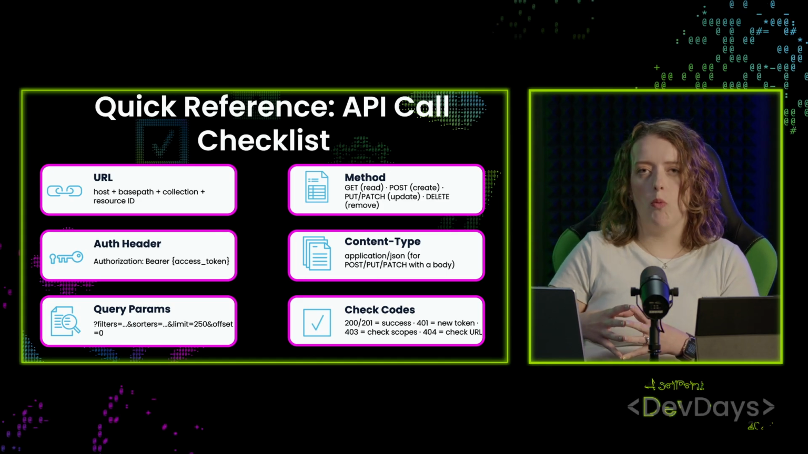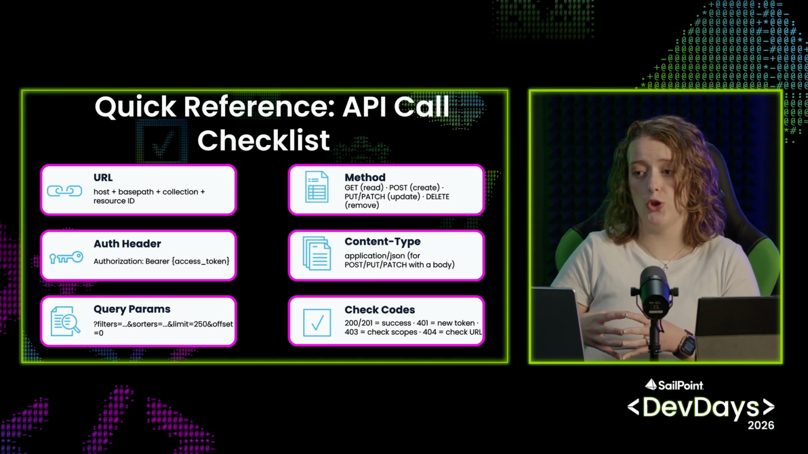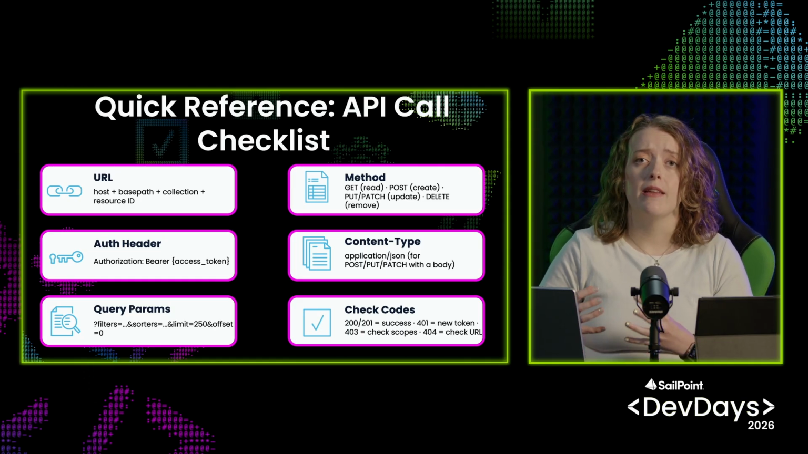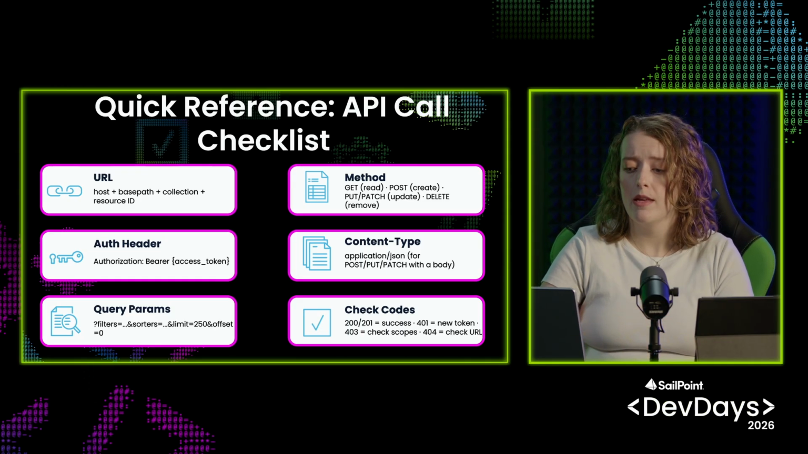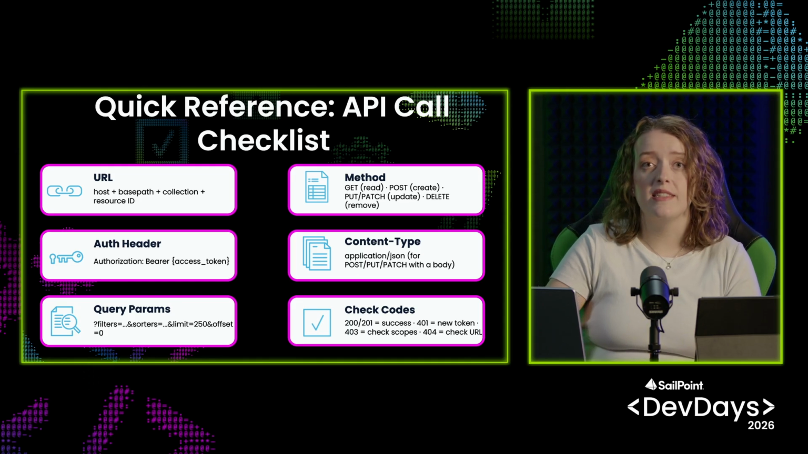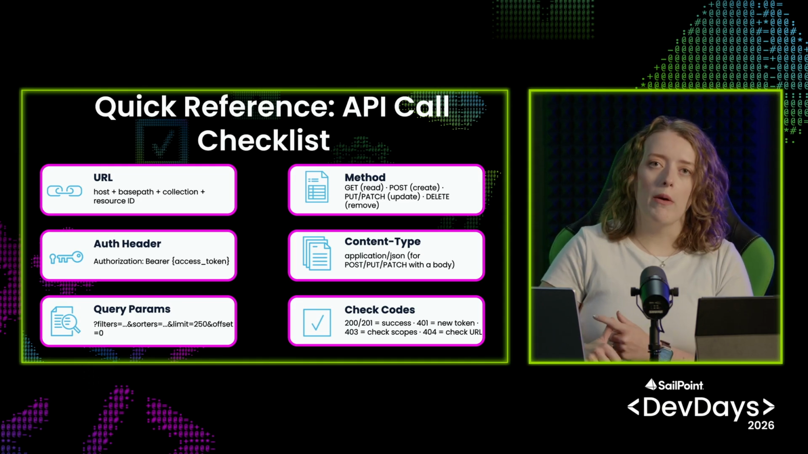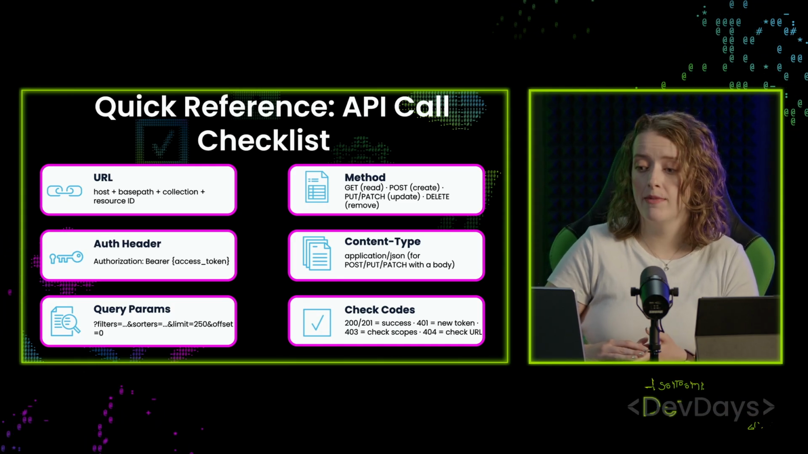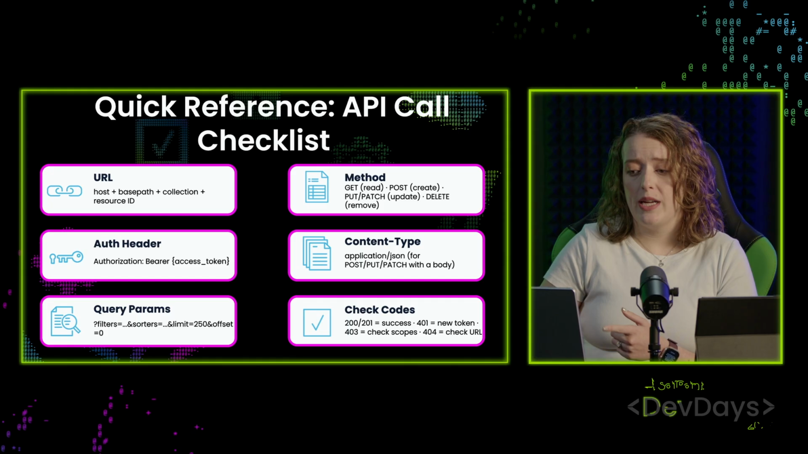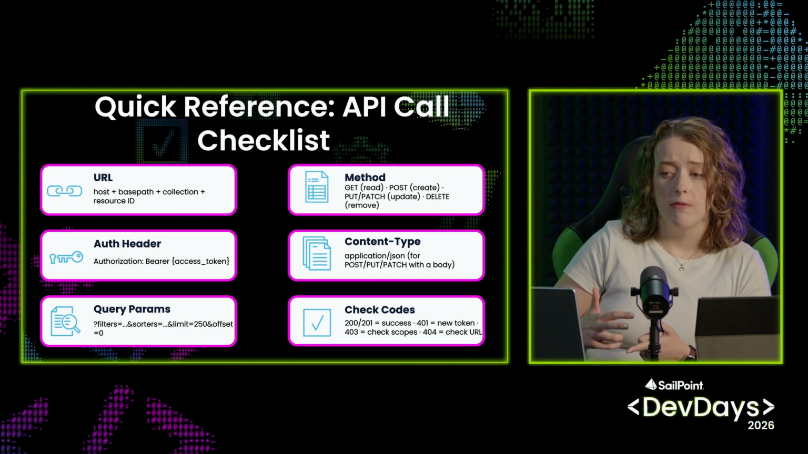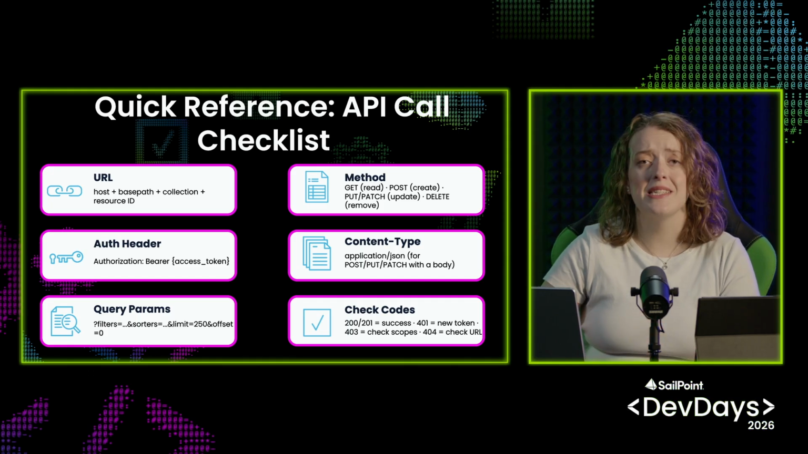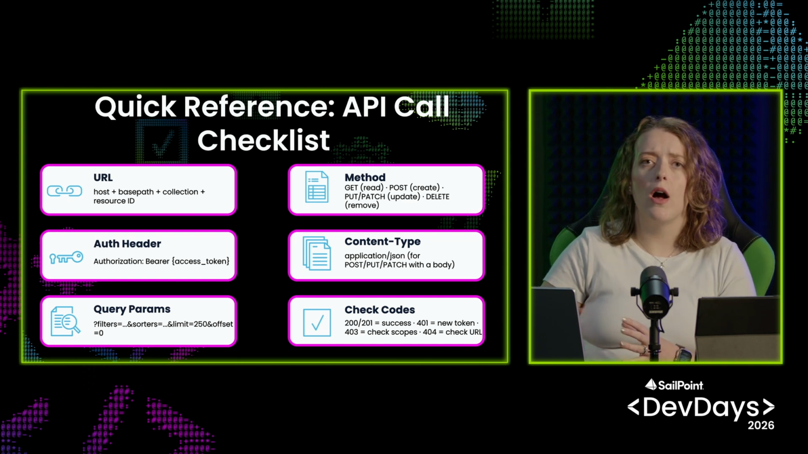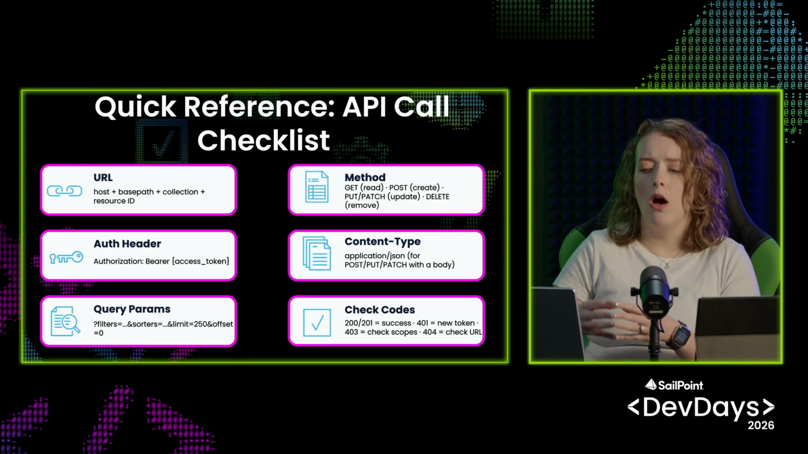So let's recap what we talked about today with a cheat sheet. If you take nothing else away from today, I want you to take this slide right here. Every API call needs 6 things: the URL, so that host, base path, collection, and resource ID, the method, get to read, post to create or act, put or patch to update, and delete to remove, that authorization header with that authorization bearer token always.